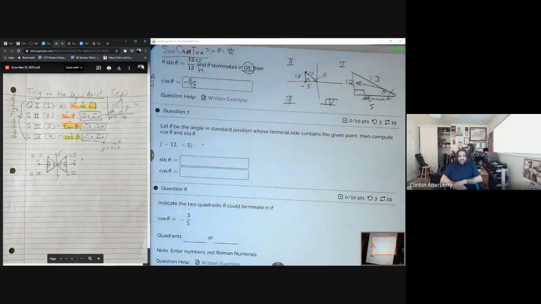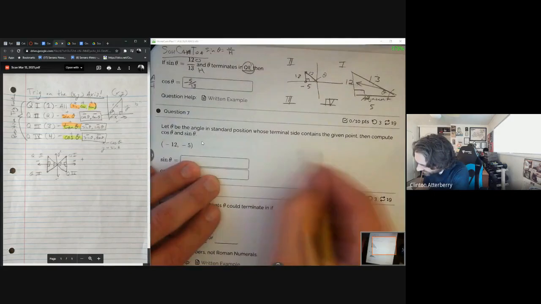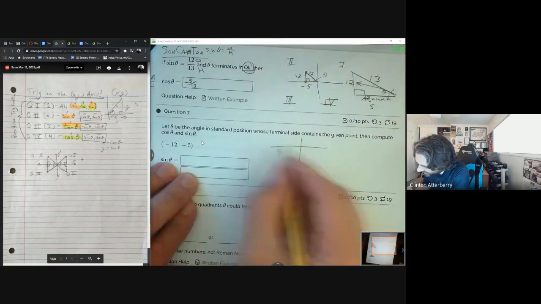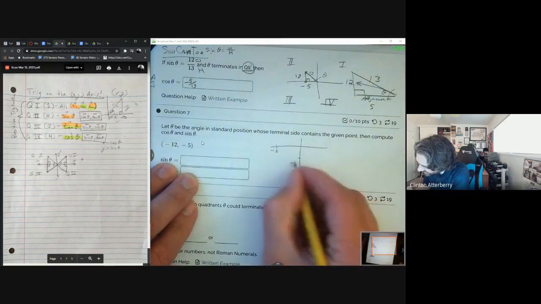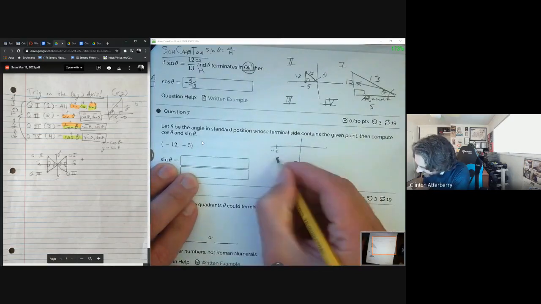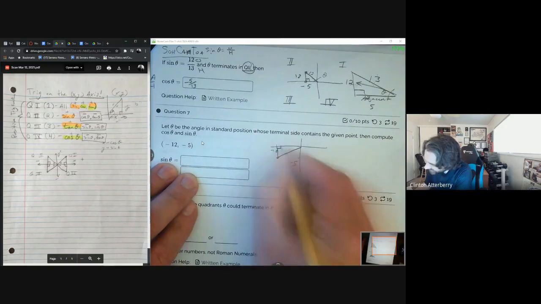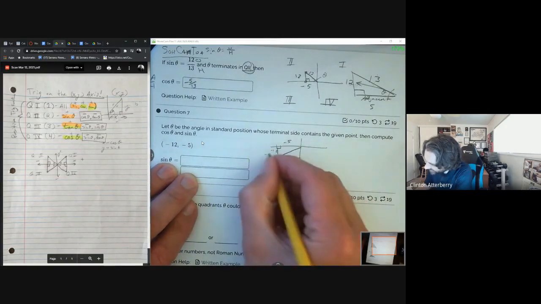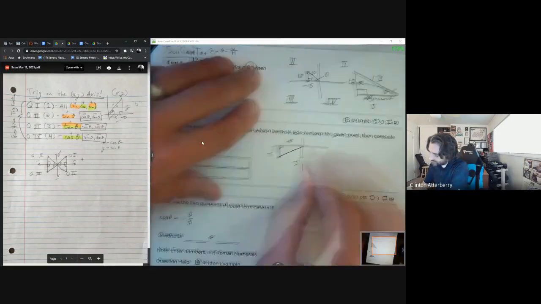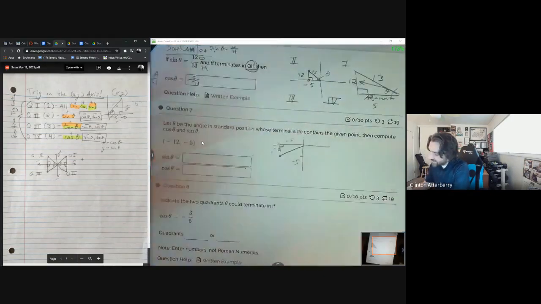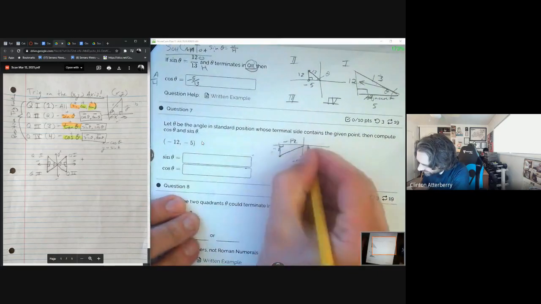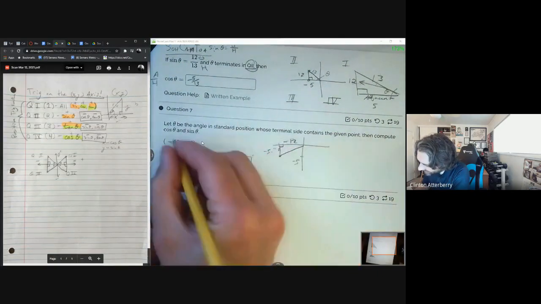It's question 7. Let theta be the angle in standard position whose terminal side contains a given point, then compute cosine and sine. So they're not telling you, but that's going to be over here in quadrant 3. Okay, it says negative 12 and negative 5. I see a negative 5 and negative 12. It goes backwards 12, right? Went backwards 12 this way and down 5 that way, right?